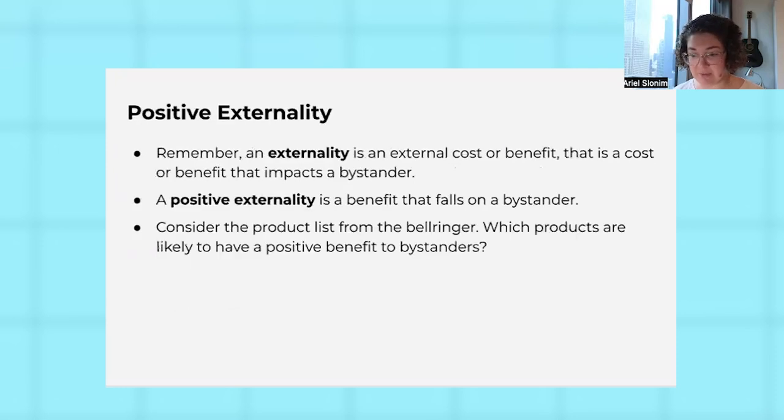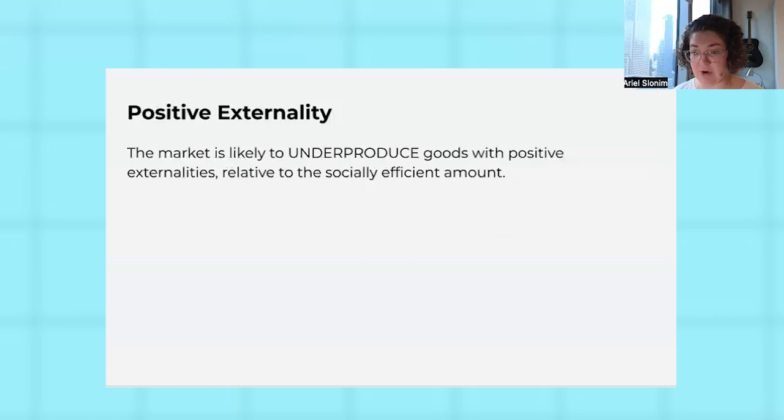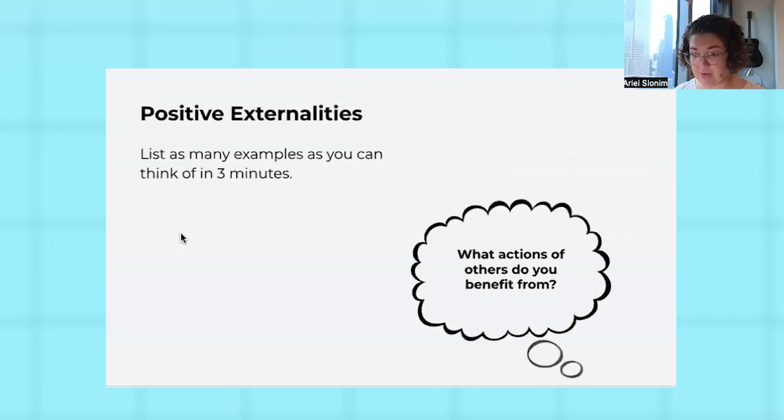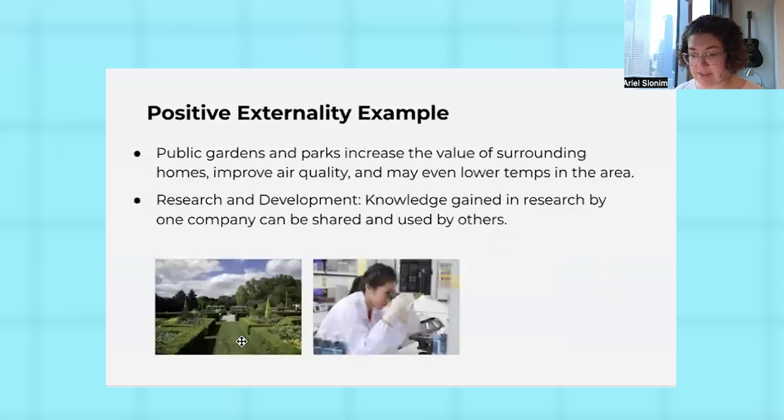Then we remind students about the definition of an externality we introduced in day 1, and follow up with the specific definition for a positive externality. We want students to understand that the market is likely to underproduce goods with positive externalities, and so we want them to think up some examples. They may refer back to what's in the bell ringer. And then we give them some more examples to think about, such as public gardens or research and development.